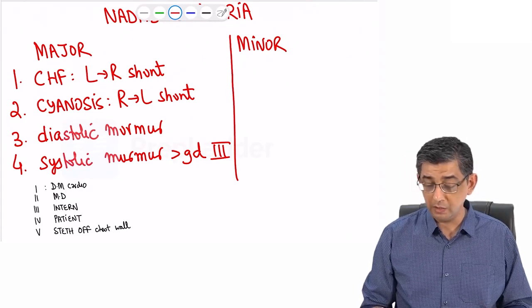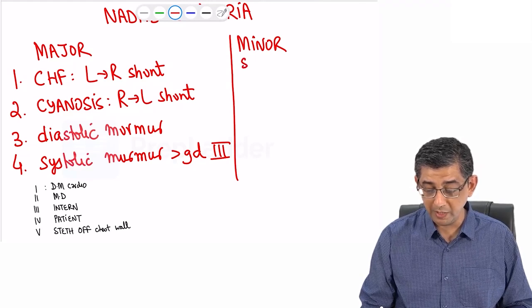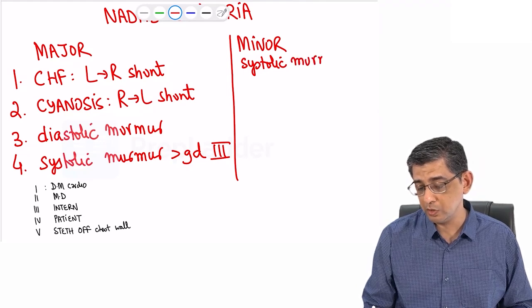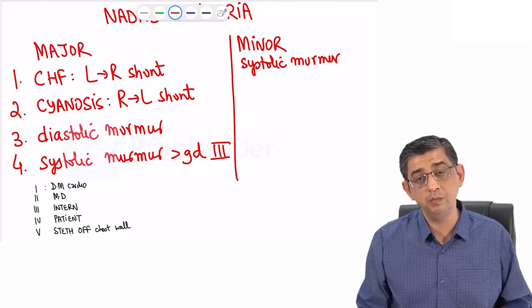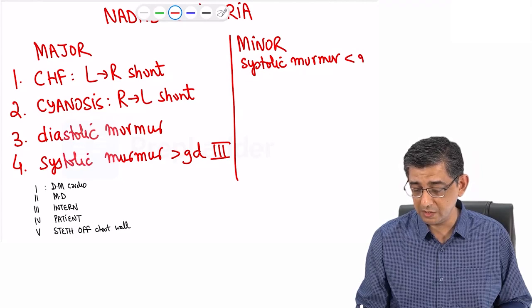And why I'm highlighting it, or I could have avoided, is because in the minor criteria you will again read the word systolic murmur. The query of most doctors is, sir, you just told systolic murmur even for a major criteria. Now you're saying the same thing for minor. Well, the difference is less than grade 3.